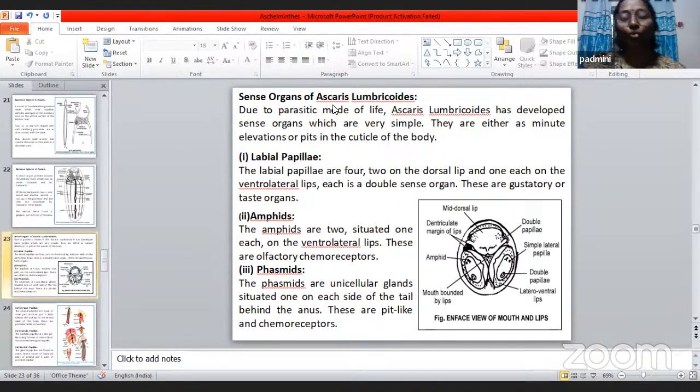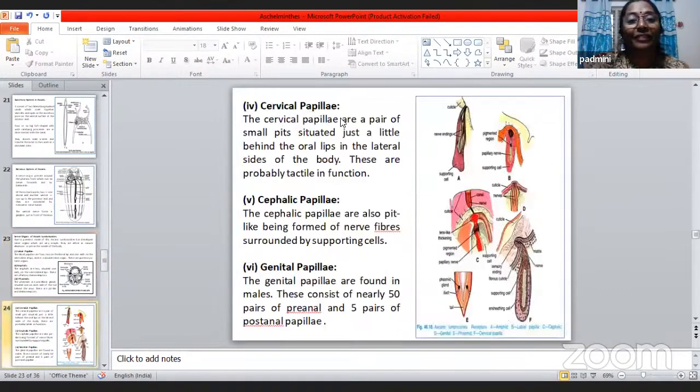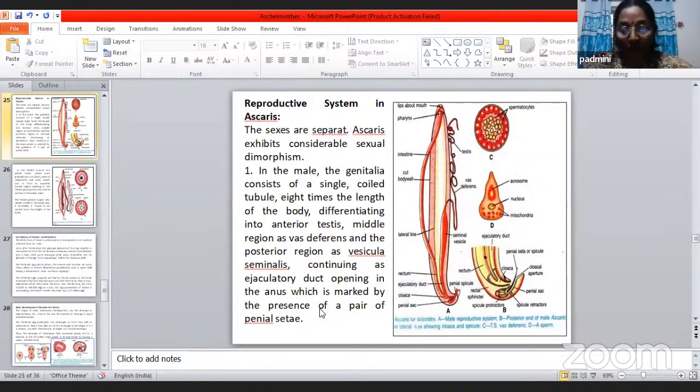So if they ask you to write a short answer on sensory organs, you're going to talk about labial papillae, the amphids, the phasmids, the cervical papillae, the cephalic papillae, and the genital papillae. So don't forget this 50 pairs of pre-anal and 5 pairs of post-anal papillae. Okay. So that was about sensory organs.